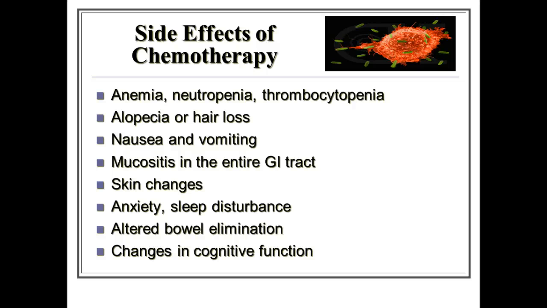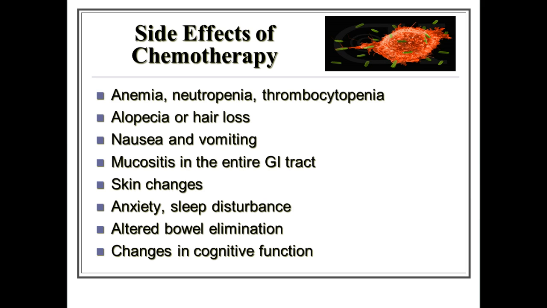Side effects of chemotherapy are so many. We could say anemia, neutropenia, and thrombocytopenia. Anemia, you guys, is a decreased number of red blood cells and hemoglobin. Neutropenia is a decreased number of white blood cells, which leaves you immunosuppressed because you don't have the white blood cells to fight. And thrombocytopenia is a decreased number of platelets.